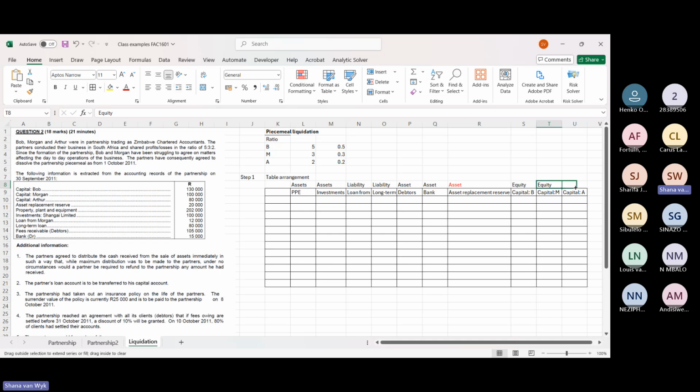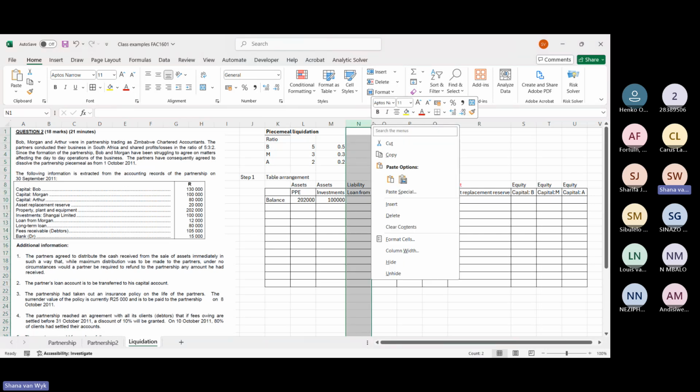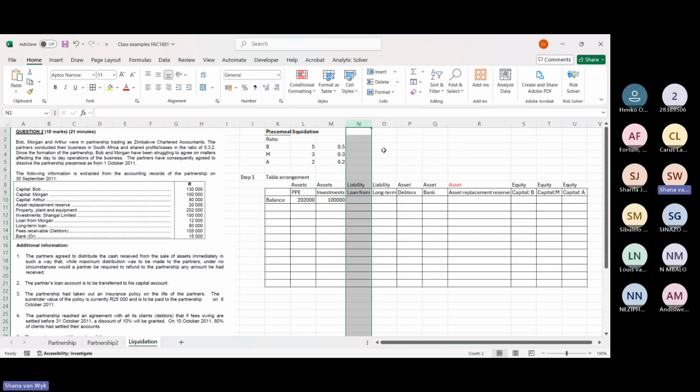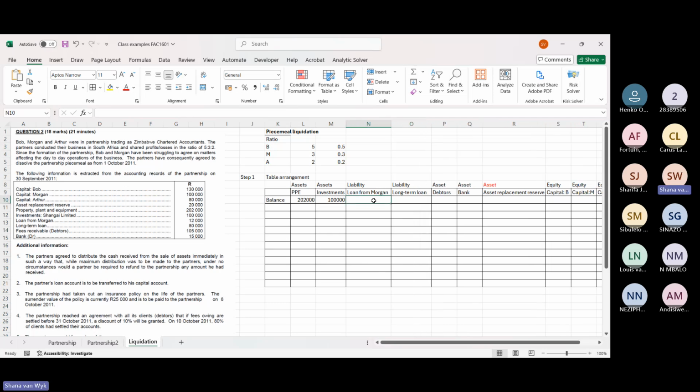Okay, cool. So now we know what it is. Let's put in our balances. PPE 202,123. Investments 100,123. Loan from, oh, I must say who it's from. Oh, it's cut off. Loan from, this will be important. Let's do this. Here we go. Loan from Morgan, 12,000.